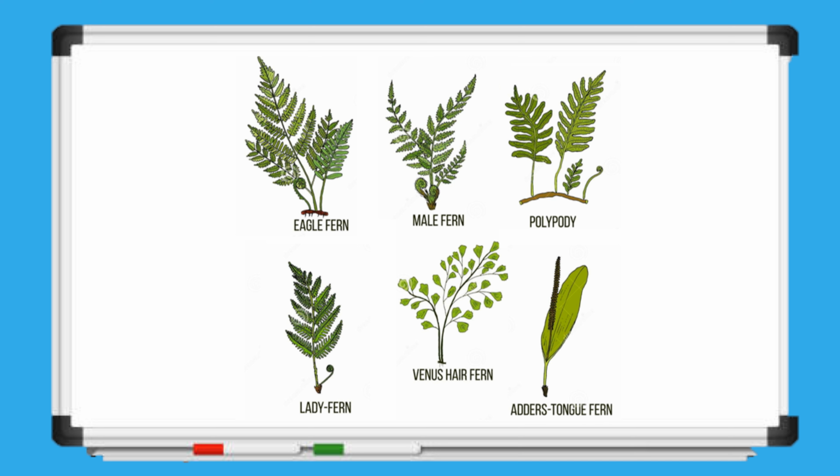The lady fern has delicate, lacy fronds, the Venus hair fern features thread-like fronds, and the adder's tongue fern stands out with its single frond. Ferns, with their needle-like leaves, are ancient plants essential to ecosystems and admired for their ornamental beauty. Therefore, they are easier to identify.